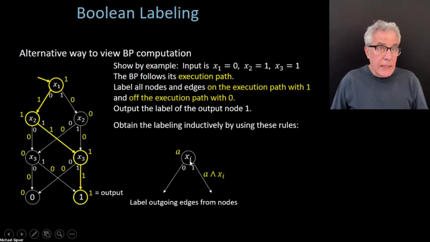So we're going to AND that value. The only way it can go down this branch is if it went through that node. So that's the value of A, and xi is a 1. That's why we say A and xi.